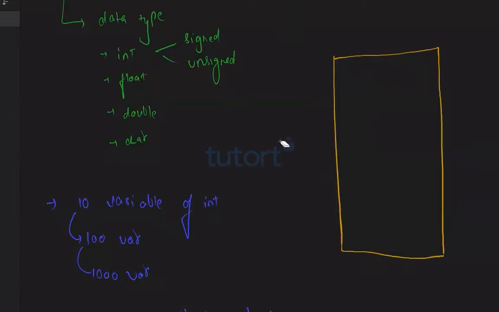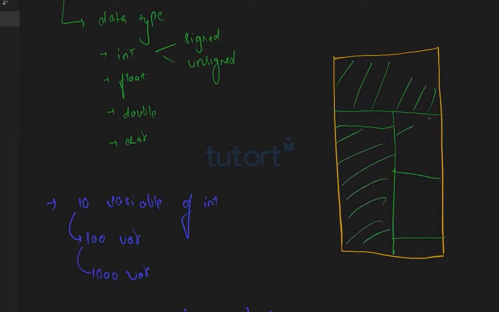Suppose this chunk of memory, you have already assigned something here. This much you have already assigned. Then you have this part. Then you have this part. This is also already assigned. This is also already assigned. This is free space. This is free space.